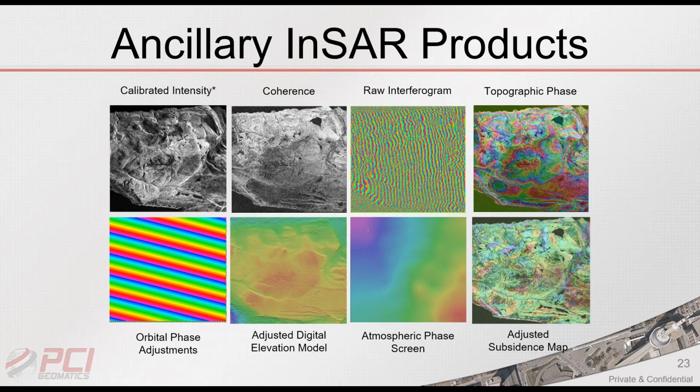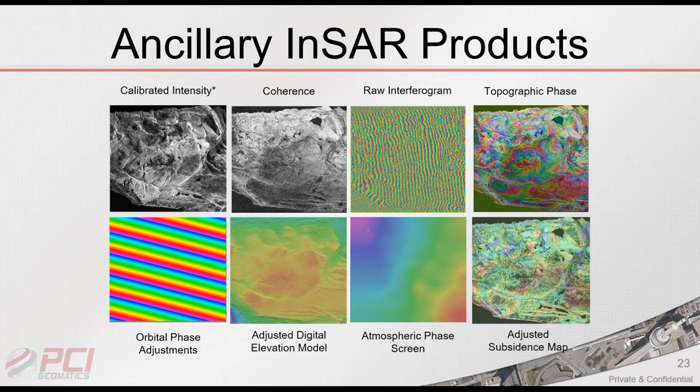In addition to those primary products, there are a number of ancillary InSAR products that are useful for a variety of different, more in-depth analysis. I've highlighted with an asterisk there the first upper left image, the calibrated intensity. This is an output that is not common to all packages that may be available now. While it's not unique, it is a rather advanced function that we've decided to include in the InSAR package. It provides additional confidence and depth of analysis.